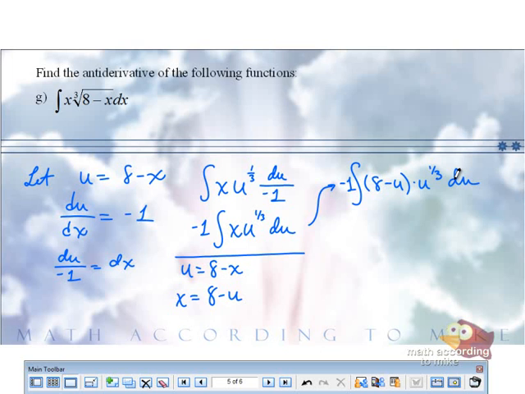Instead, if you distribute that u to the 1/3, what is u times u to the 1/3? What is u to the first times u to the 1/3? Remember, you add exponents. Give me an improper fraction. There it is. If your nightmares about fractions have not begun yet, then I'm not doing my job.